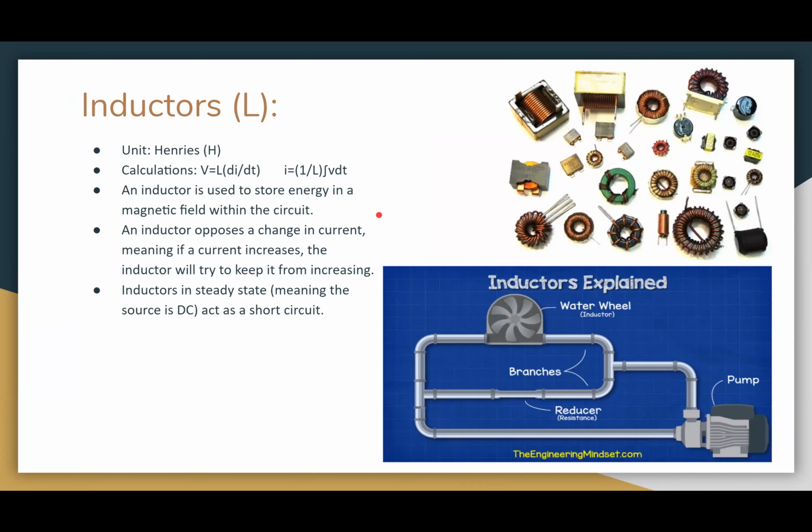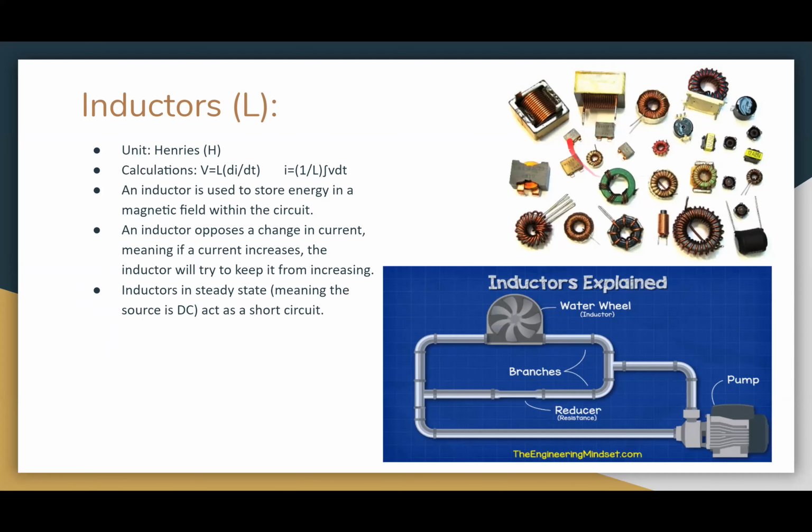So what an inductor does is it stores energy within a magnetic field, and the inductor opposes a change in current. Meaning if a current increases, the inductor will try and keep it from increasing even further. With that being said, inductors in steady state, meaning with a DC source, act as a short circuit. So if you have an inductor connected to a DC source, it'll act as a short, meaning you can represent it as a wire, per se.